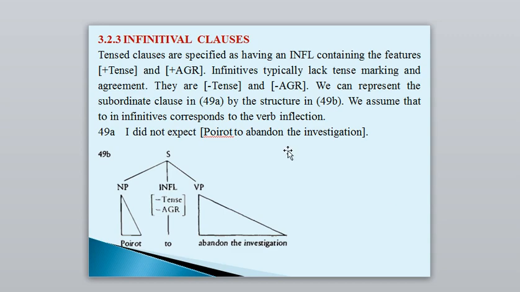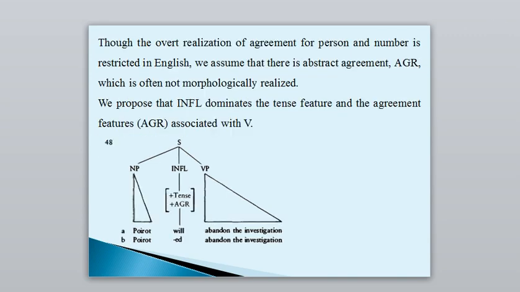So we can talk about inflection in many languages. As you know, we have some sentences which are infinitive sentences or infinitive clauses. Tensed clauses are specified as having an inflection containing the features tense and agreement. But infinitives typically lack tense marking and agreement. So we can put here minus tense, minus agreement. Not plus tense, plus agreement as in the previous sentence, because that is a kind of finite sentence.